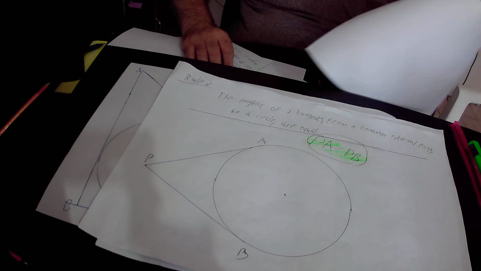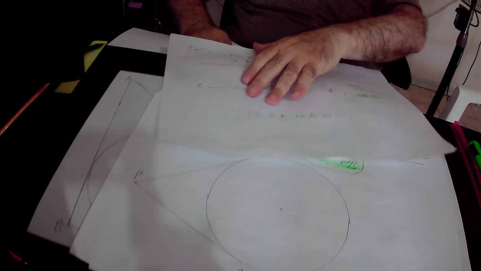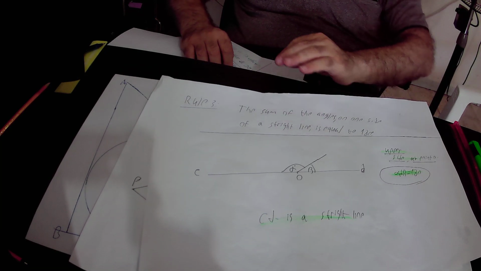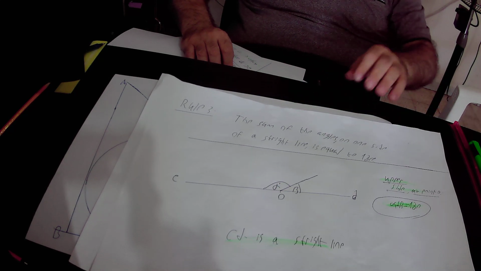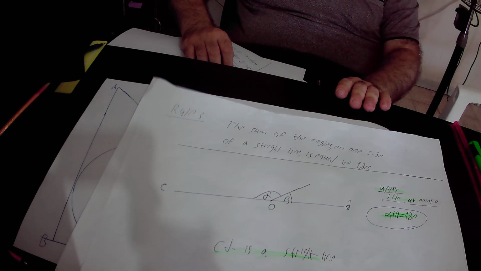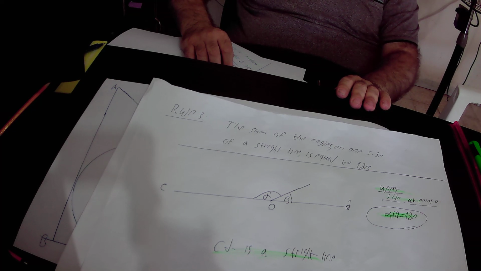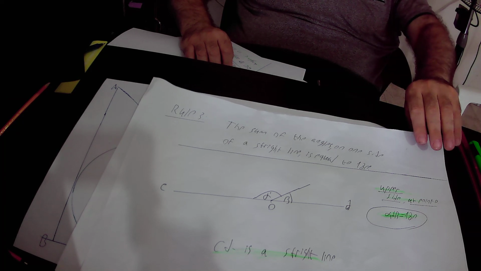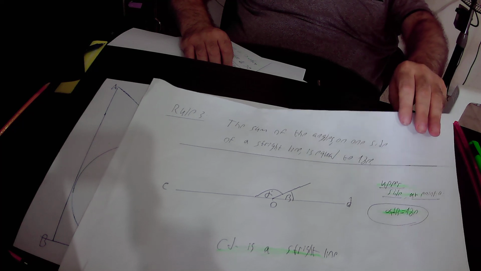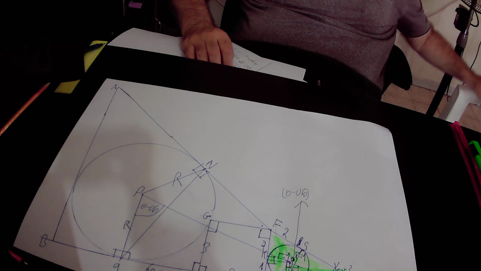And then I present to you rule number 3. According to rule number 3, the sum of the angles around a point is equal to 360 degrees. Okay, those are the 3 rules that we use to solve this question.